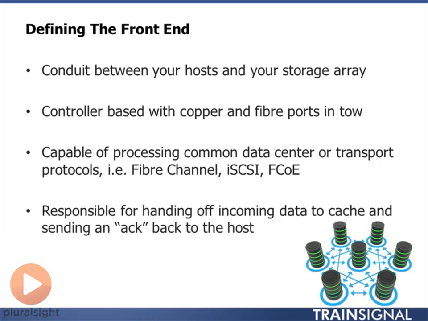So we want data in cache. The more cache you have, it's typically better. And that's why you see things like FAST Cache come into play, which allow you to utilize your EFDs for a secondary cache tier, because we want data in cache. It's going to be received and accessed a lot quicker than a mechanical spinning disk.